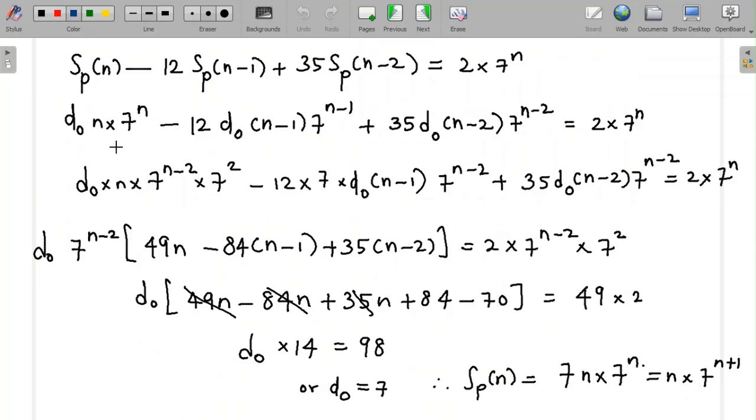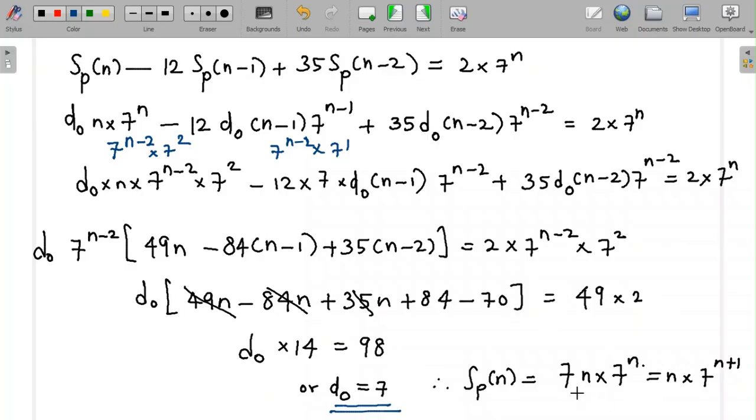Of course, again, I'll write 7 power n as 7 power n minus 2 times 7 squared, 7 power n minus 1 as 7 power n minus 2 times 7 power 1, and this I need not factor. So the n is common, the d naught is common, the 7 power n minus 2 is common. If we factor all of them out, we have this nice little expression which can be solved to obtain the value of d naught as 7. So once you know d naught as 7, we have solved for the particular part of the solution of the given recurrence relation.